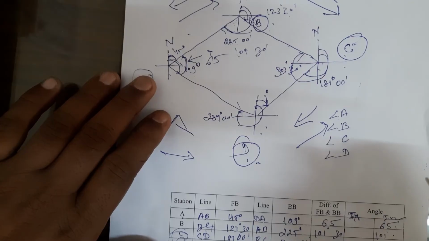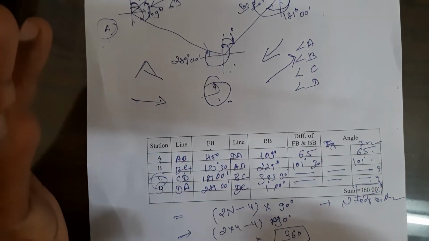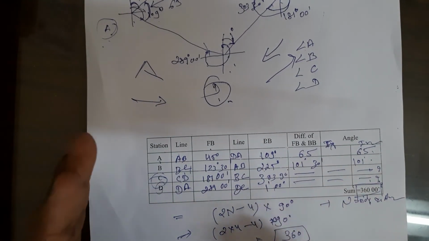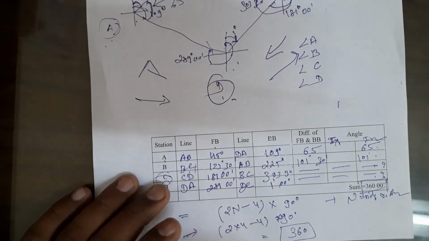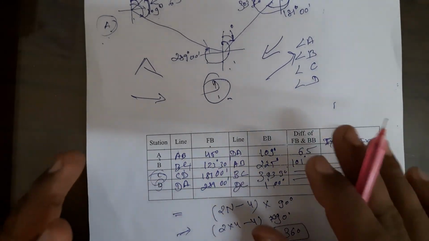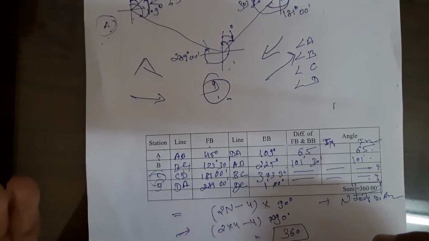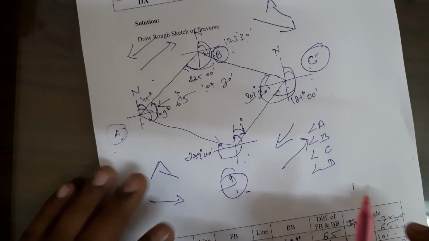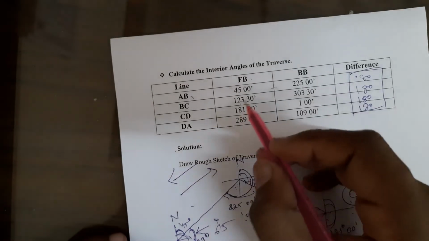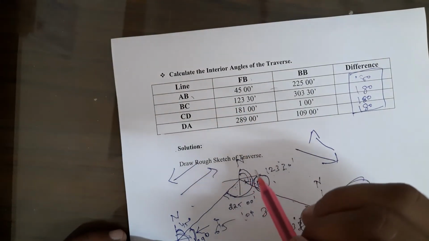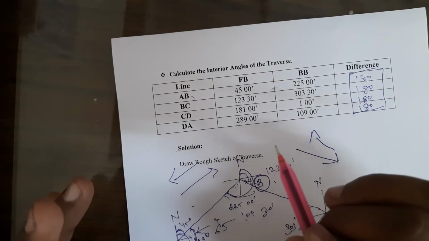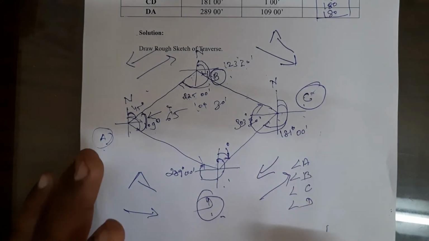Understood? So this is the process of how you calculate the interior angle and exterior angle using compass survey, and this is the prismatic compass survey. Why? Because the values given are between 0 to 360 degree. Okay, so this is the prismatic compass survey.